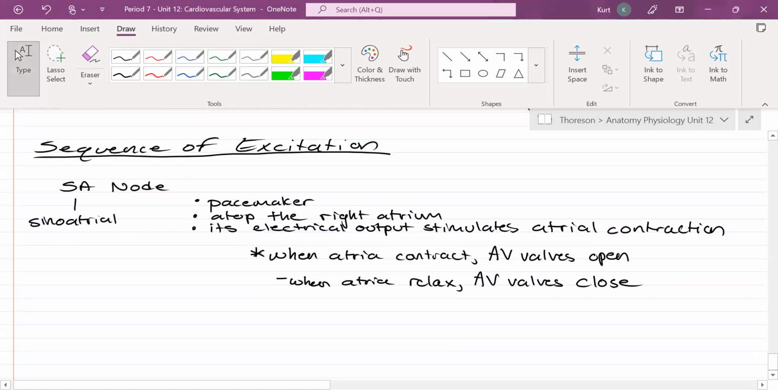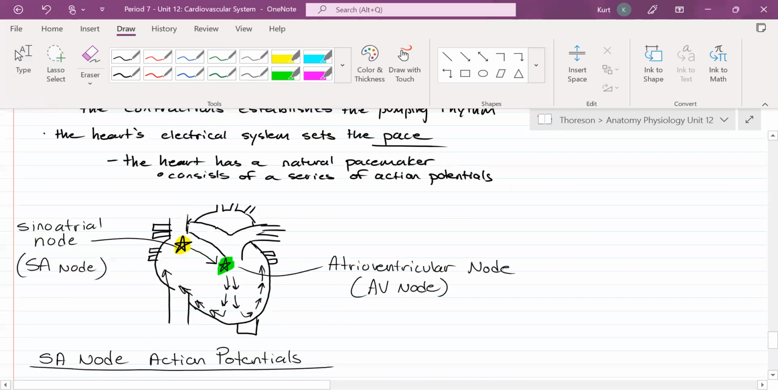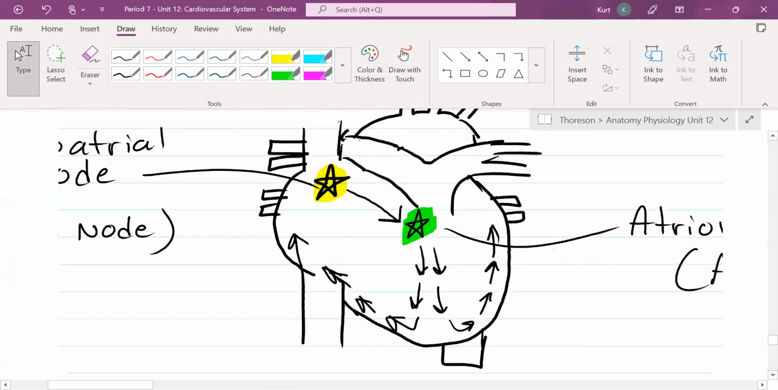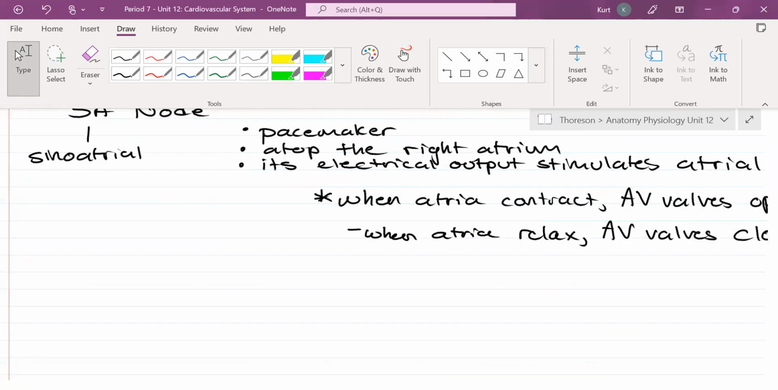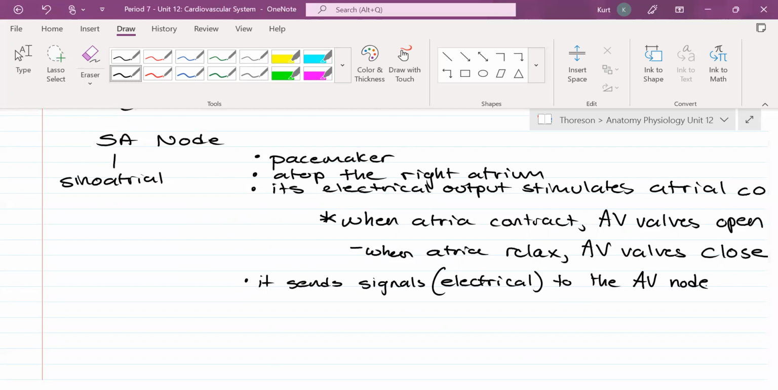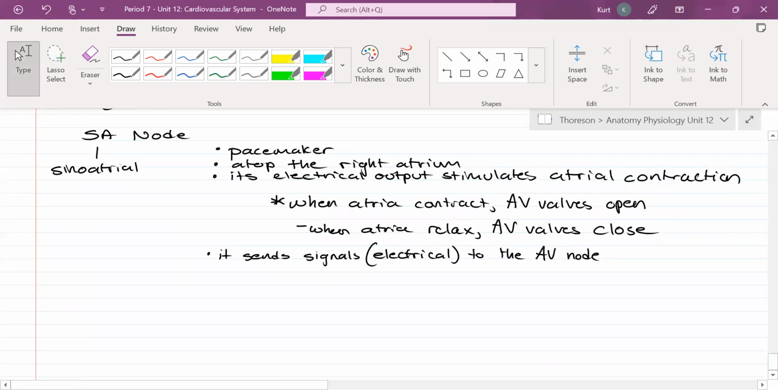Okay, now if I can scroll up just a little, I want to go back again. Your SA node is right about there, where that yellow heart is, or yellow star. And the last little input, fun fact with the SA node, it's the pacemaker. It sends signals, which are electrical in nature, to the AV node. The AV node is far more powerful, has a much greater range of electrical signals, and it's going to actually get the ventricles to contract. Okay? Are there any questions on any of this so far?